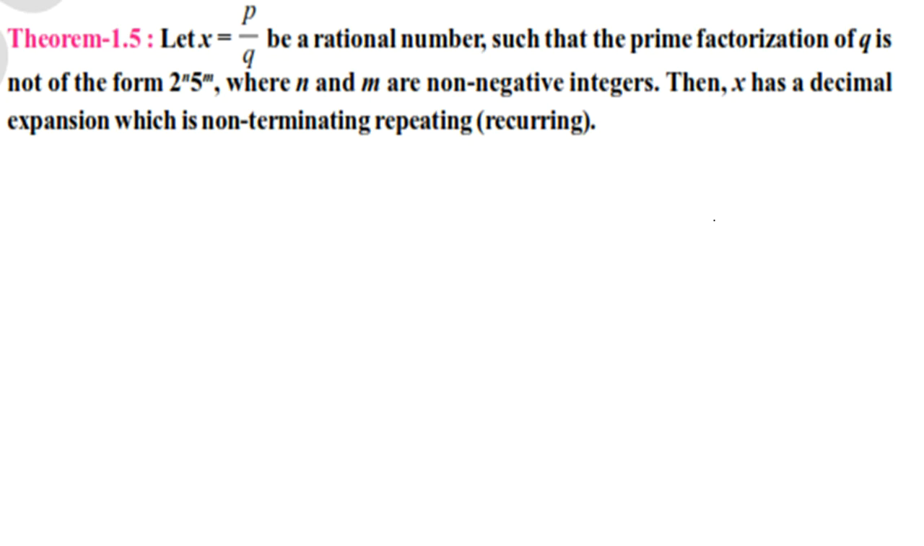Now let's move on to theorem 1.5. What is theorem 1.5? Let x is equal to p by q be a rational number such that the prime factorization of q is not of the form 2 power n 5 power m. Then it is a non-terminating repeating decimal.